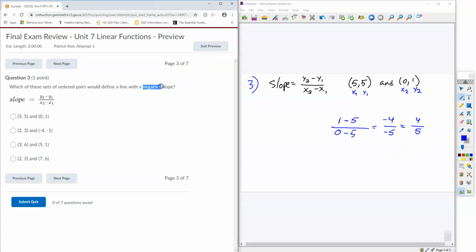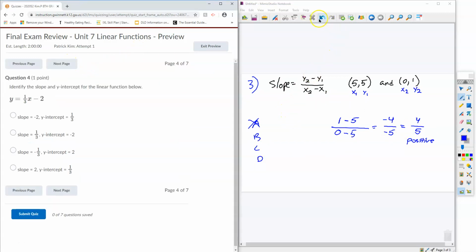Now the question asks you for a negative slope, but after simplifying, this is a positive slope, right? Because it's a positive number. Do not let this fool you, just because there's a negative here. Negative over negative is a positive. So that means A is not the correct answer. This is incorrect. So let me see if I can write that here. A, B, C, D. A is incorrect. Alright, so that means you can try the other three on your own and figure out which one gives you a negative number.